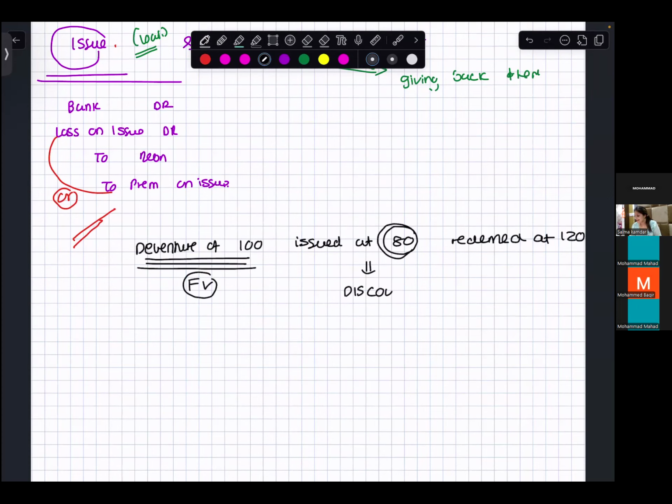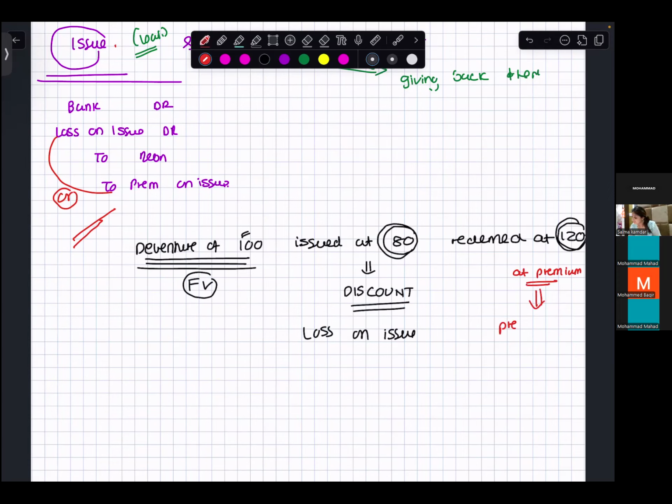At the time of issue, you faced a loss on issue of debentures. At the time of issue only, you are telling them that when I repay, I will pay you 120. That means I'm redeeming it above the face value. So I am redeeming it at premium. So this is premium on redemption of debentures. What is it? 120.